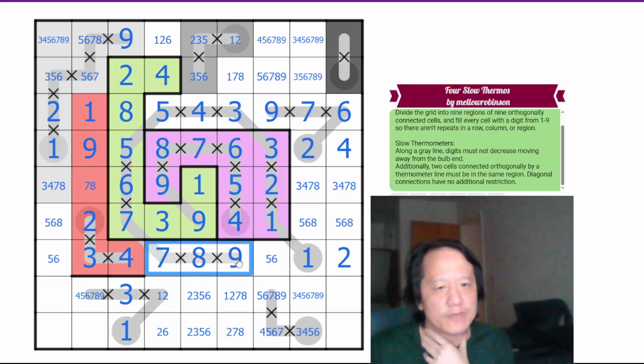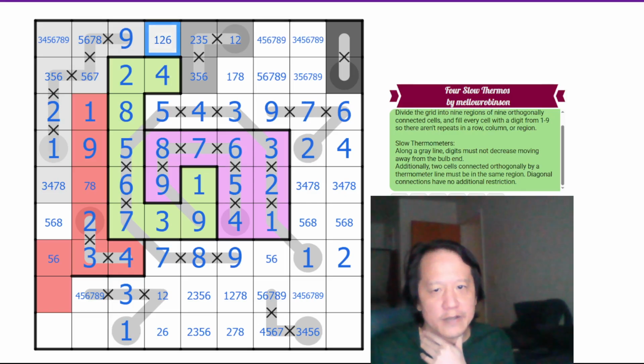This can't be part of the region because that's 7, 8, and 9. We already have a 9 in that region. So we have boundary there. So red has to go out. We have to have 1, 2, 3, 4, 5, 6. We have to go at least 7 here, 8 here, and this could be 9. So this is light or medium there. This is light or medium there.